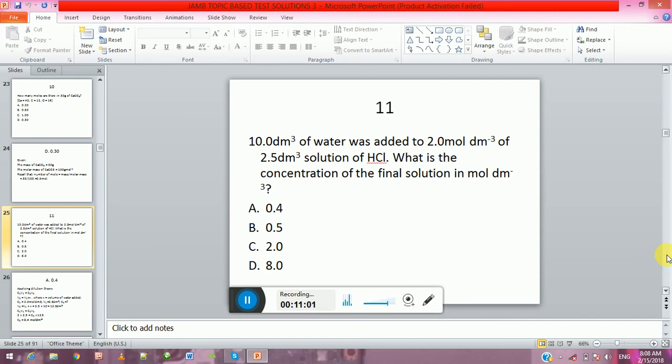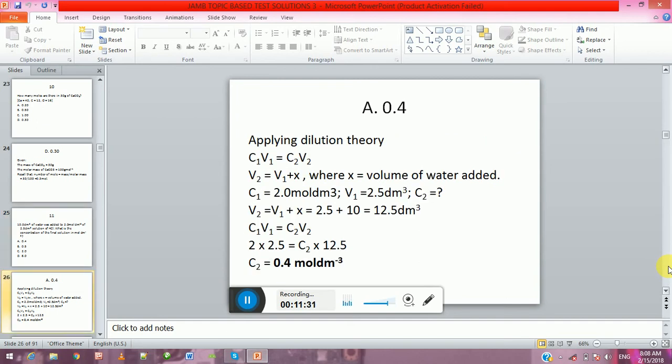Now, 10 dm cube of water was added to 2 mole per dm cube of 2.5 dm cube solution of hydrogen chloride. What is the concentration of the final solution in mole per dm cube? Very, very simple. The options are 0.4, 0.5, 2.0 and 8.0. To get this, simply use the general concentration formula or dilution theory known as C1V1 equals C2V2.